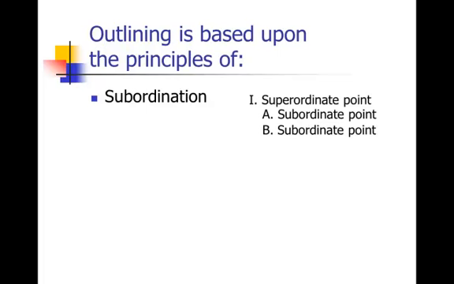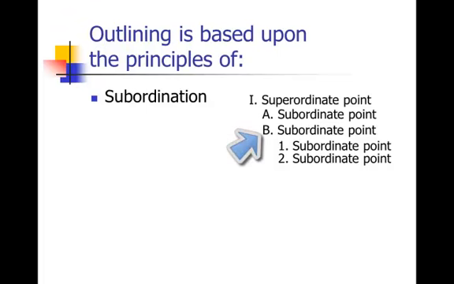And then under each of the A's and B's, you would have also some subpoints. So here you have subpoint 1 and 2 that are supporting the B subpoint. So those are subordinate to the B subpoint. The B subpoint is subordinate to the Roman numeral subpoint.